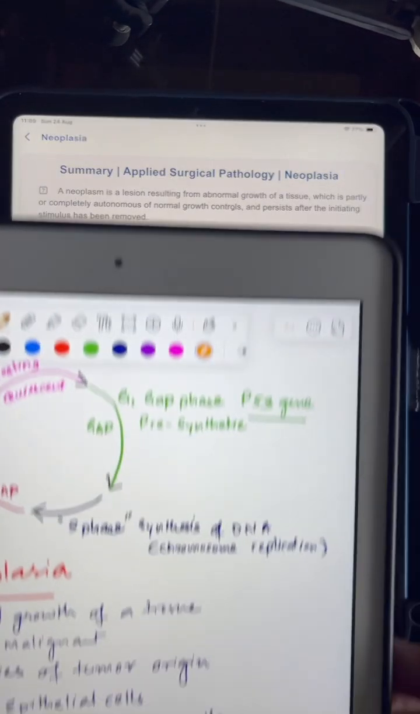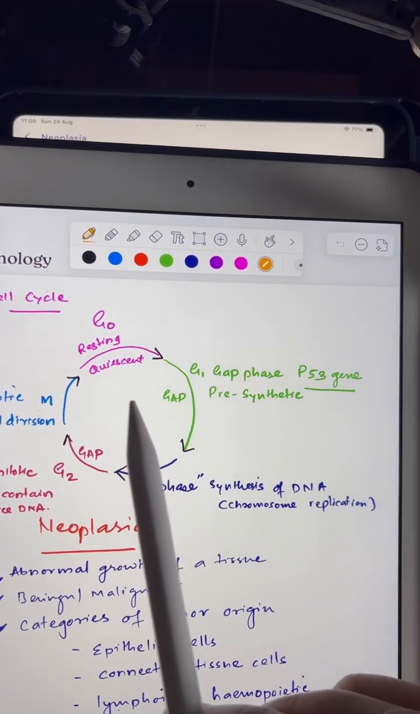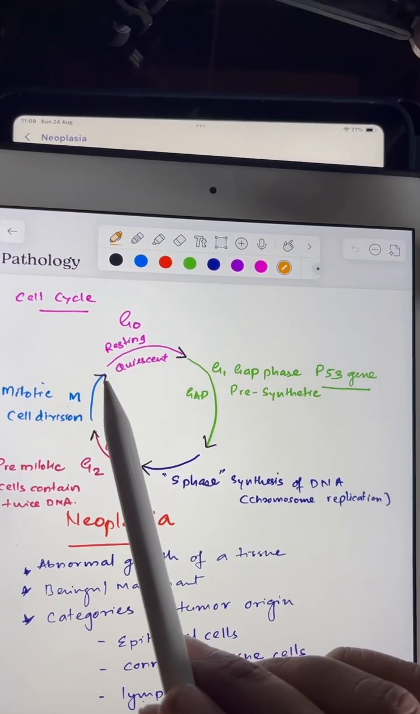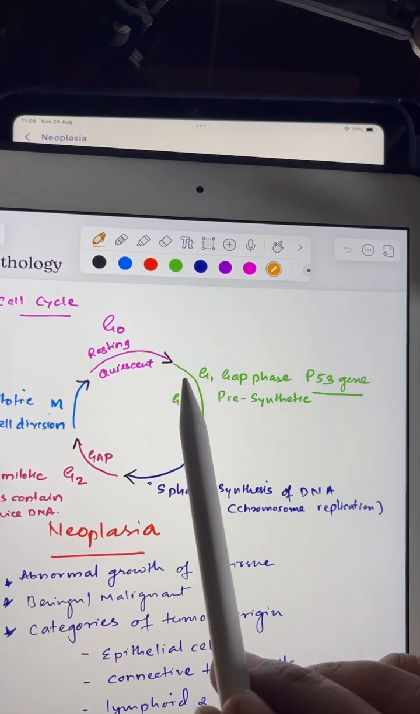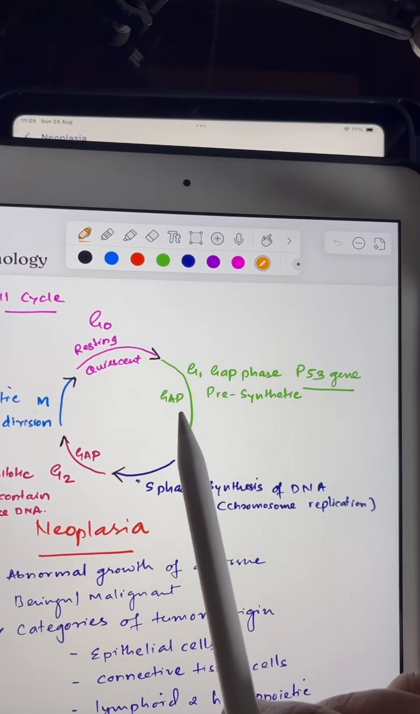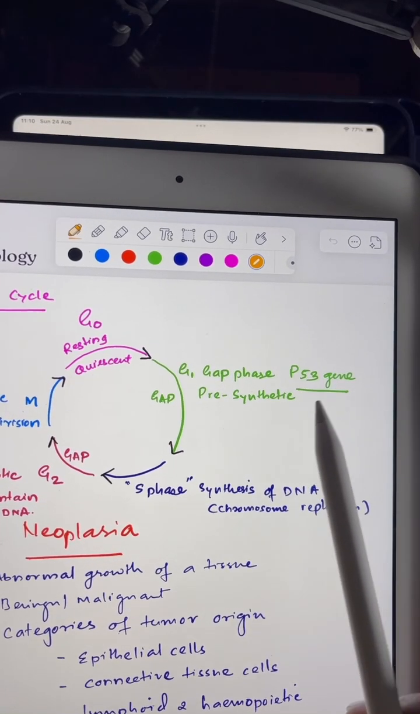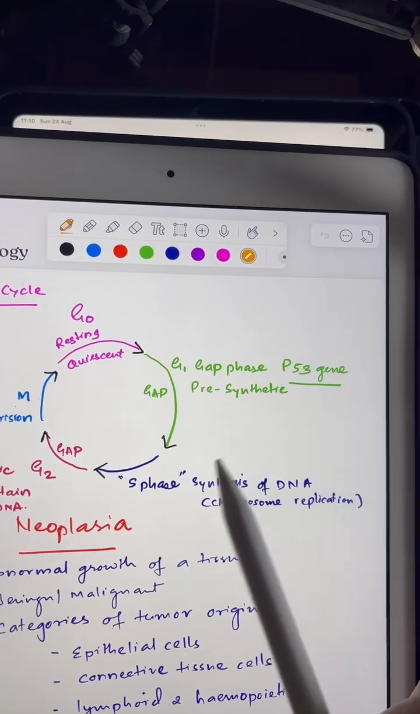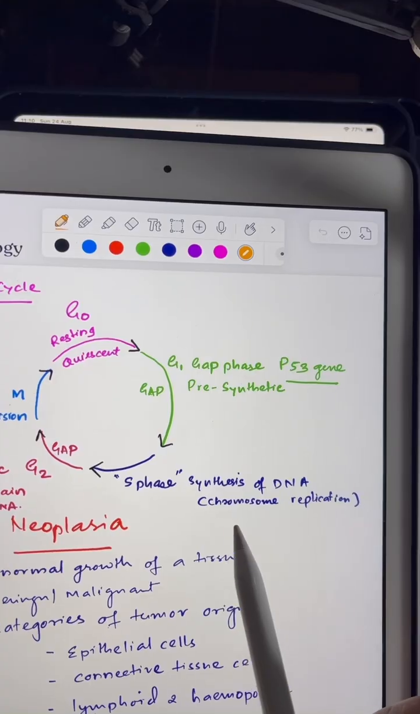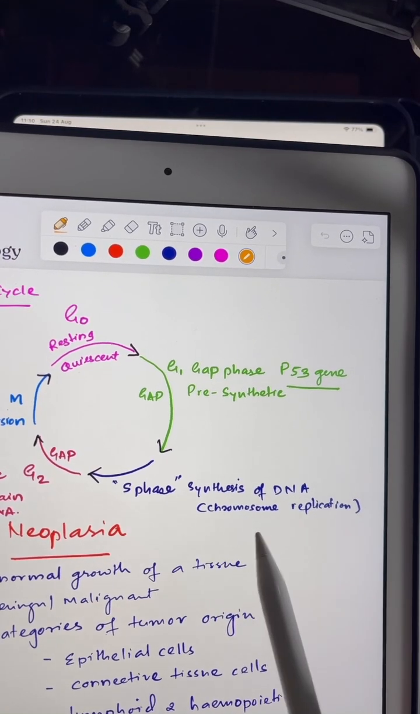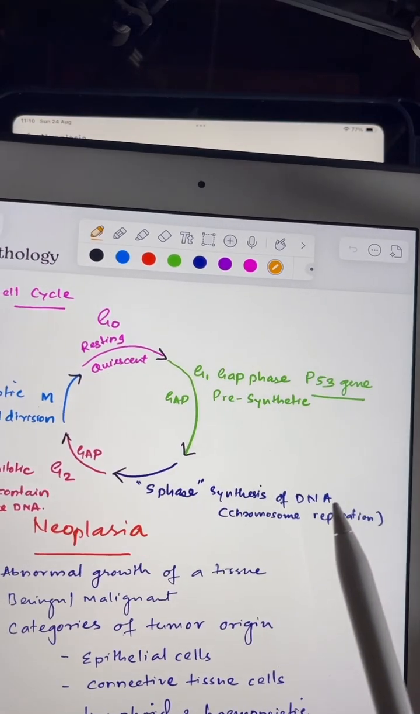If you go for the cell cycle, whenever a cell is growing, the cell has initial G0, the resting phase, that is called the quiescent phase. Then G1 is a gap phase, it is pre-synthetic. G1 gap, G2 gap. The P53 gene is important in G1. Then there is S phase, during which there is synthesis of DNA, chromosome replication. Here DNA is replicated, and there is again a gap, that is G2 phase, pre-mitotic. Mitotic means before division.